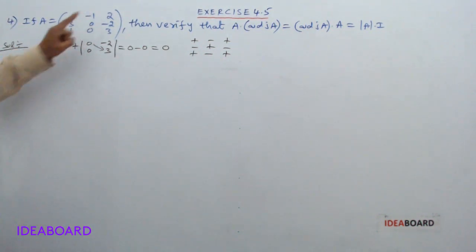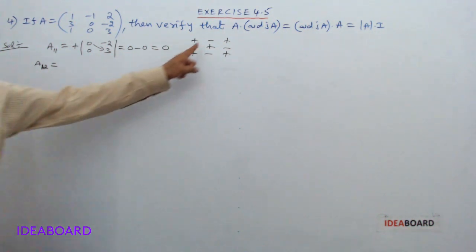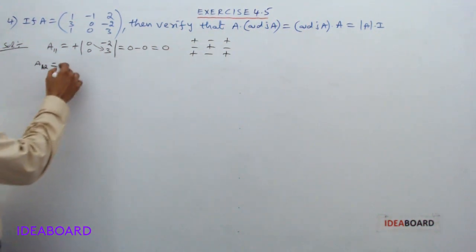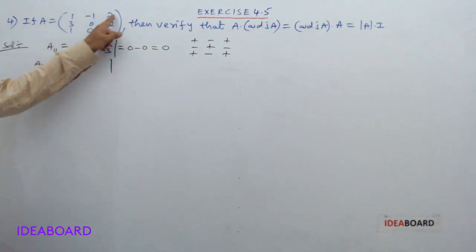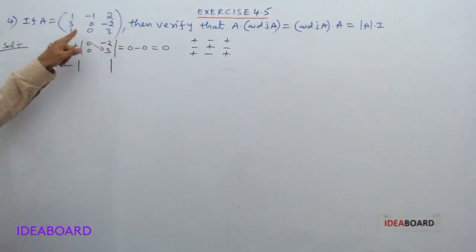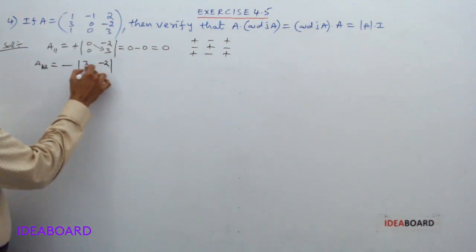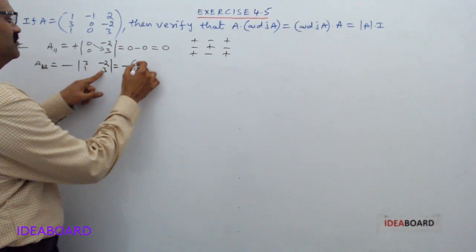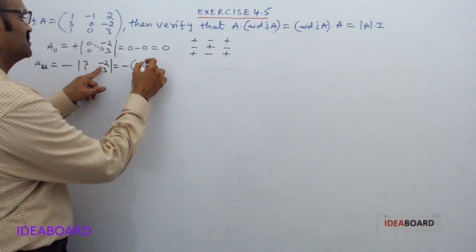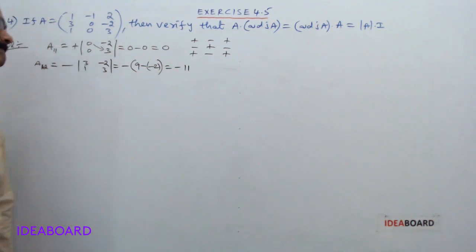Next we have to find A12. A12 equal to sign is minus, minus determinant of the element minus 1 lies in first row and second column. So remaining elements we have to take now. So 3 minus 2, 1, 3 equal to minus of 3 into 3, 9, minus minus 2 equal to minus 11.